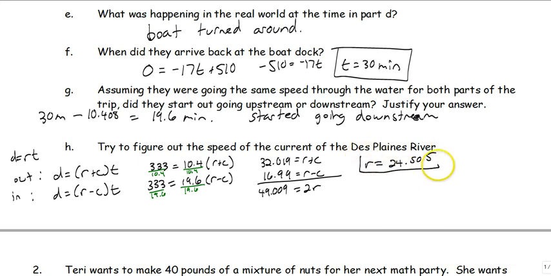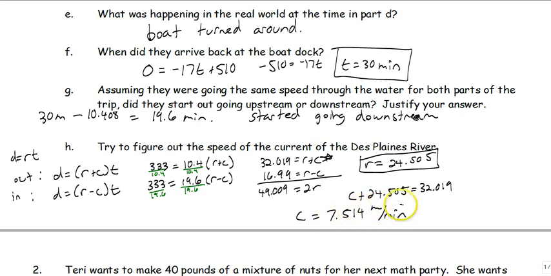But that's not what I want to know. I want to know the current, not the rate of the boat. So I go back to one of these two equations. I'm going to pick this one here. And I say C plus 24.505 has to equal 32.019. So my current speed is equal to 7.514 meters per minute. Okay?